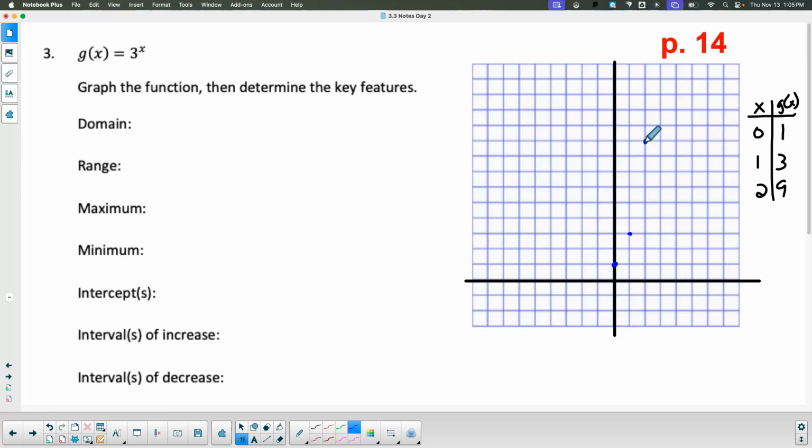Let's go the other way once. If we put in negative 1, what would it be? It's not a decimal. It is what? 1/3. Yep.